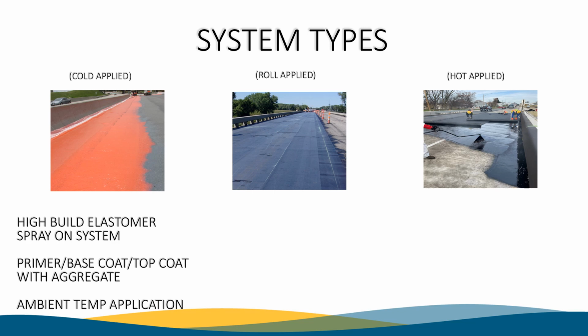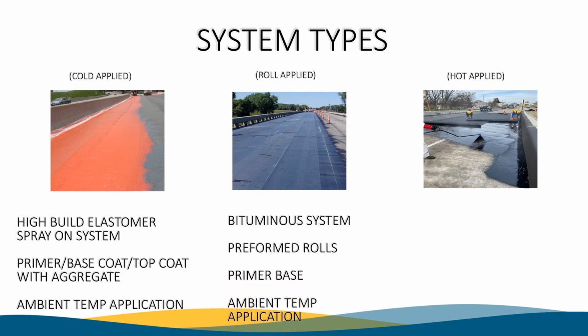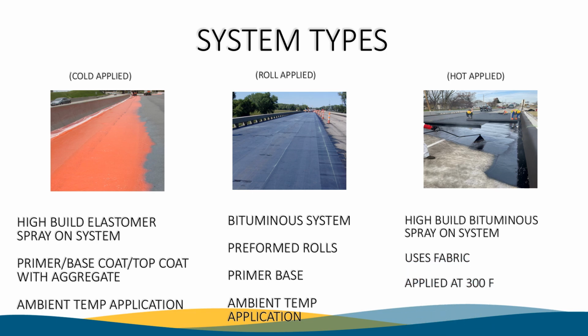The roll applied membrane is a bituminous preformed roll system with a primer base, and it also is applied at normal ambient temperatures. The hot applied membrane is a high-build spray-on system, uses standard paving fabric, and is applied very hot at 300 degrees Fahrenheit.